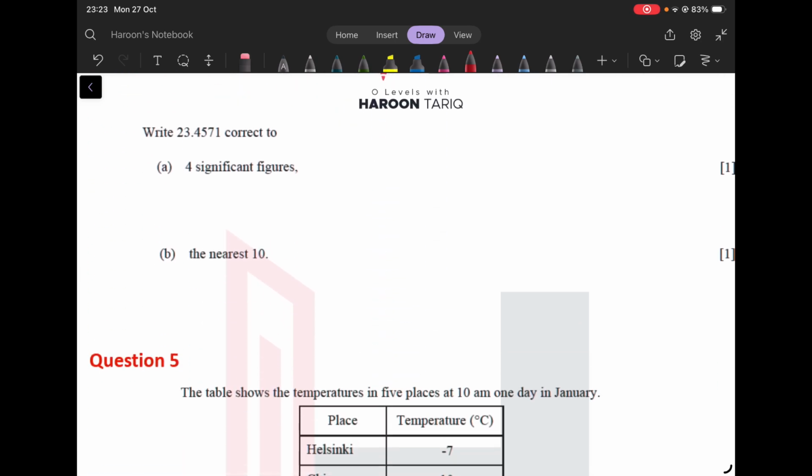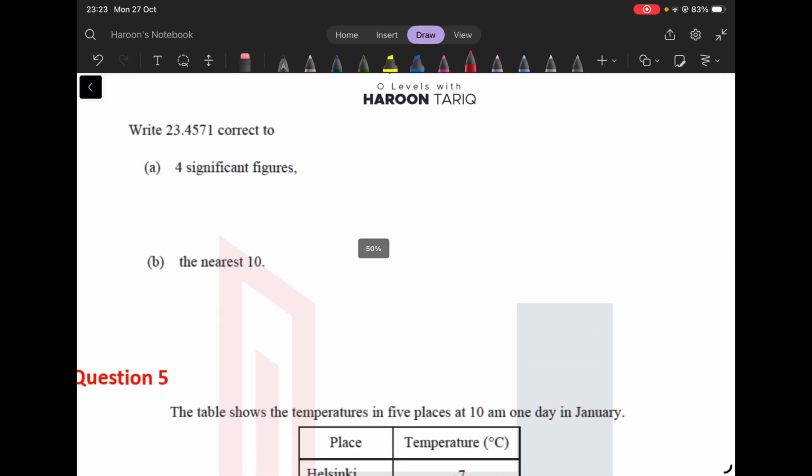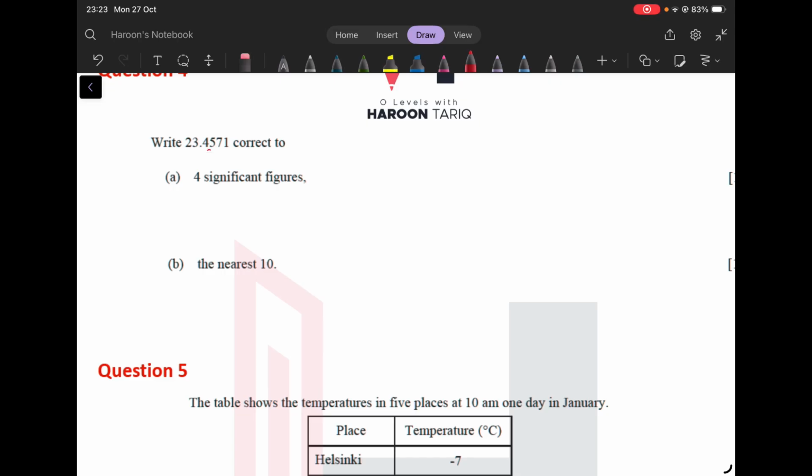Okay, now write 23.4571 correct to 4 significant figures. So my fourth significant figure is this 5. I'll look at the next significant figure. This 7 is my fifth significant figure. So I'll have a look at this. Is this 5 or greater than 5? If yes, then I add 1 to the previous digit. And as you can see, it is greater than 5. So I'll add 1 to the previous digit. So this 5 would become 6. So basically this becomes 23.46.